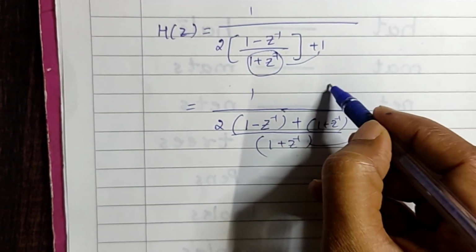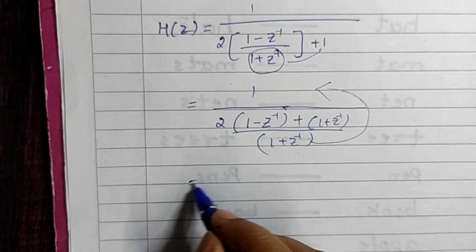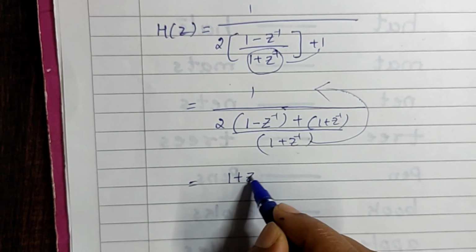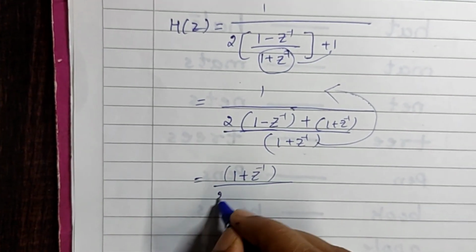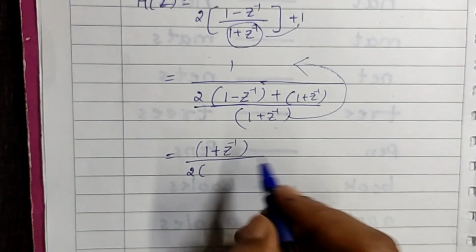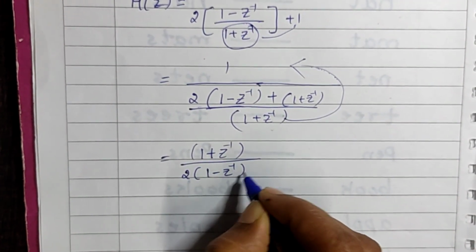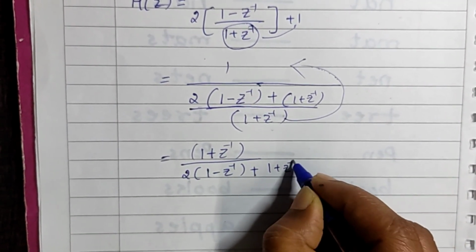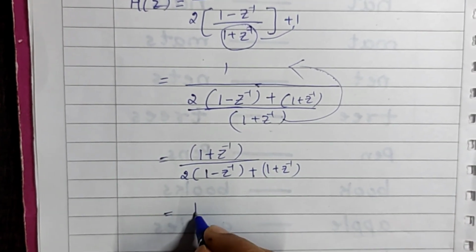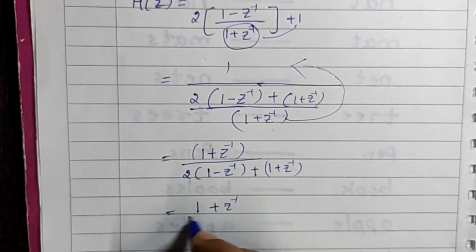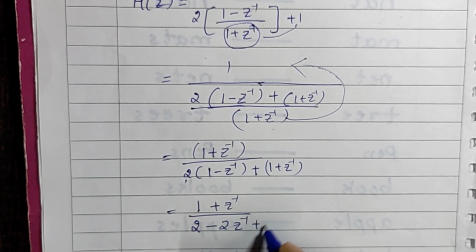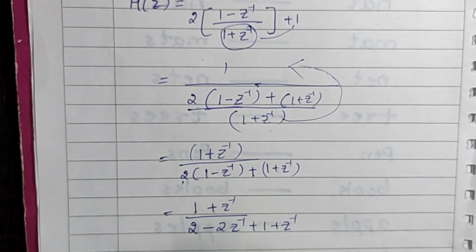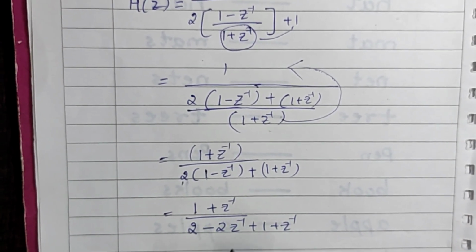So this z raised to minus 1 plus z raised to minus 1 goes to the numerator. Which is 1 plus z raised to minus 1 goes up, and then down we have 2, means in the denominator we have 2 into (1 minus z raised to minus 1) plus (1 plus z raised to minus 1). So we will simplify this, which is 1 plus z raised to minus 1 over 2 into 1 is 2, 2 minus 2z raised to minus 1 plus 1 plus z raised to minus 1. We will simplify this a bit more.